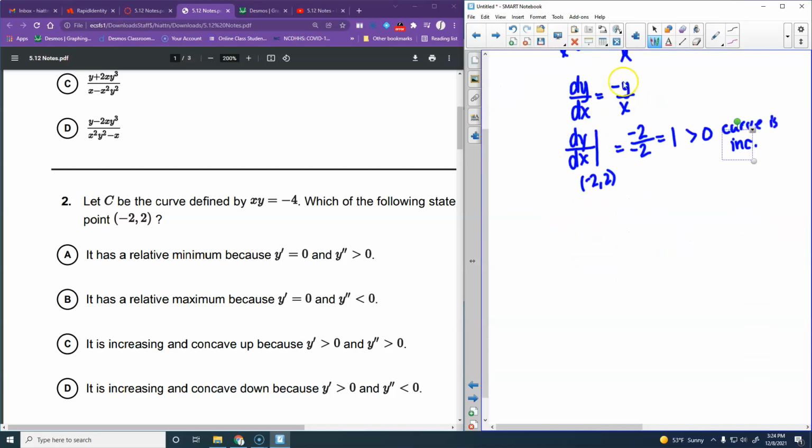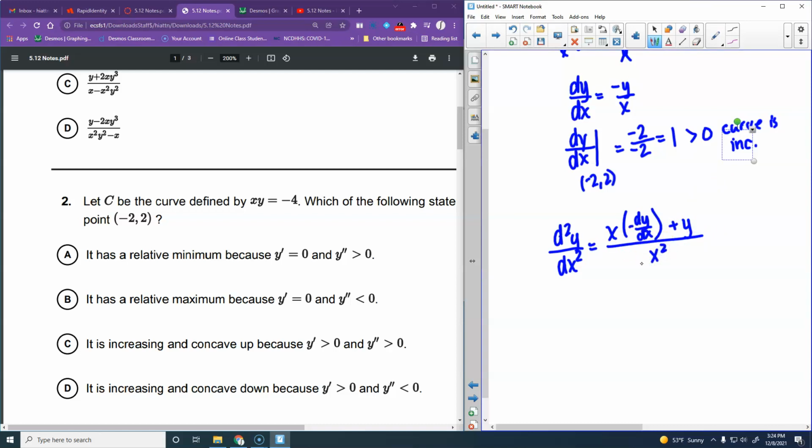So if I take this second derivative, I have to do the quotient rule. So I'll do x times the derivative of the top, which will be negative dy dx, minus negative y, which will be a plus y, times 1 over x squared.